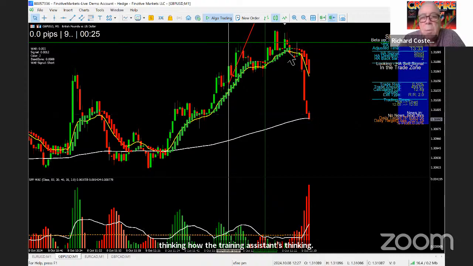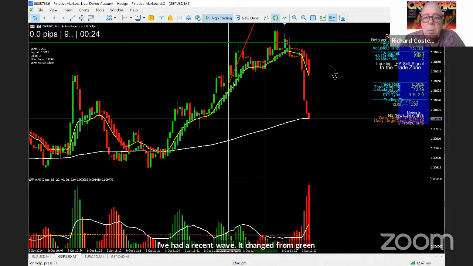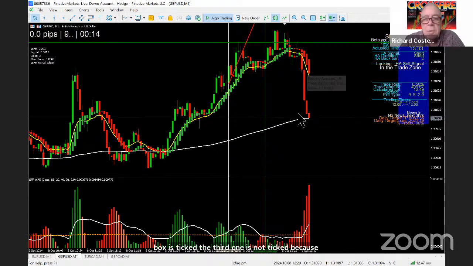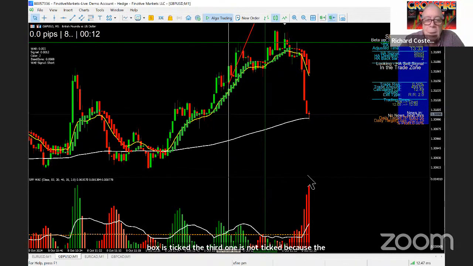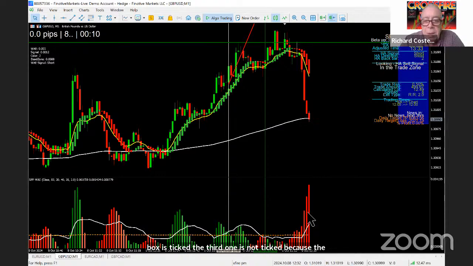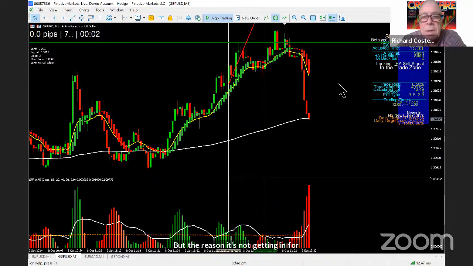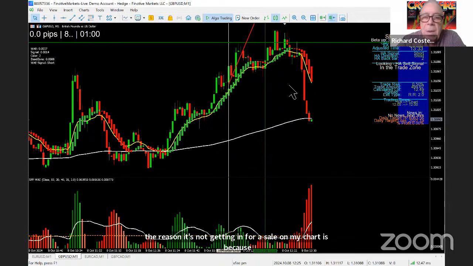I've had a recent wave. It changed from green to red. So a recent wave, number 2 box is ticked. The third one is not ticked because the yellow hasn't crossed over the white. The fourth one is ticked because it's saying short. But the reason it's not getting in for a sell on my chart is because I've told it not to get in unless there's been a recent crossover of the moving averages.